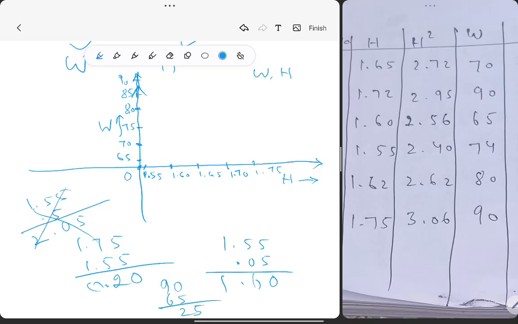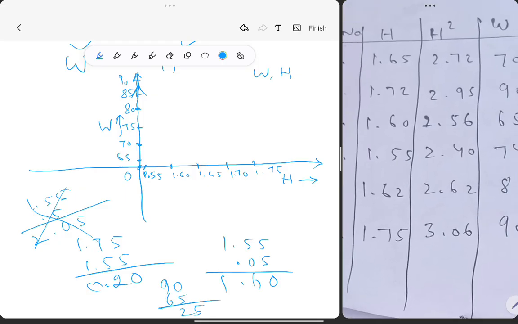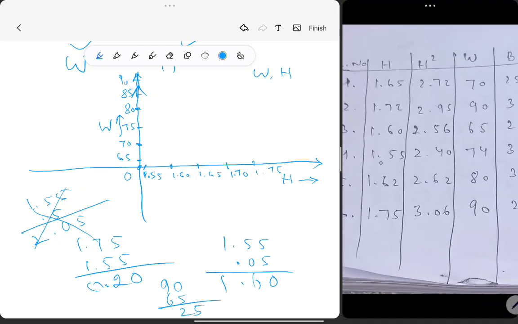Now it is quite easy to show these weights and heights, and we can plot them here on this graph paper. 1.55, corresponding to this 1.55, the weight is 74. This is 70. This is 75. It is almost near 75. This is the point. Okay, then we have another.